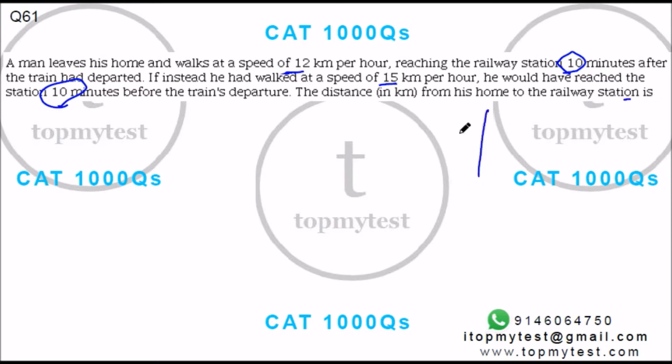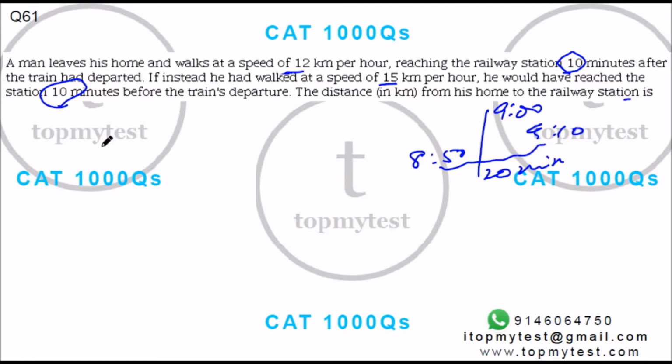Right? So suppose the train leaves at 9. In the first case, he reached at 9:10. In the second case, he reached at 8:50, which means in the second case, he saved 20 minutes versus the first case. And that is where we need to solve this question.